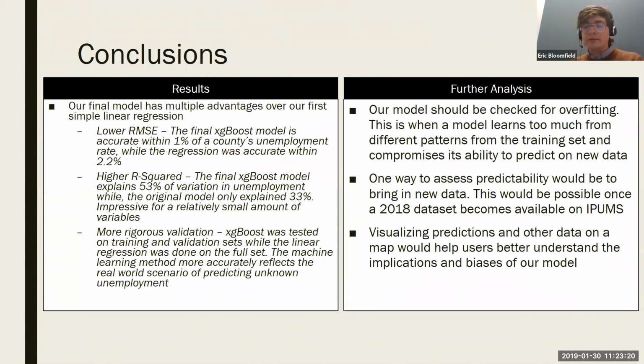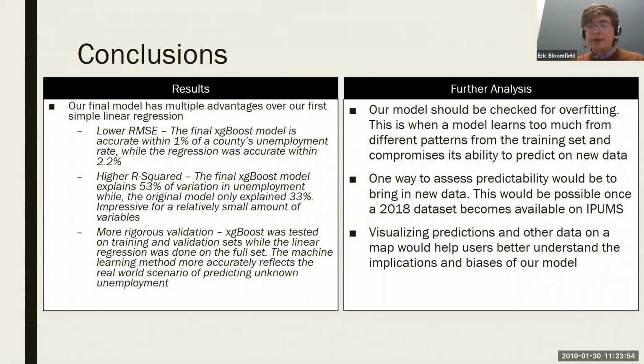One final step would be to visualize our predictions on a map. Using a map would allow us to see if there's any inherent biases or help us understand the implications of our predictions. So one issue might be that maybe my model really accurately reflects unemployment in urban areas, but rural areas, because there might be thinner data, might have more inaccurate predictions. So once we can identify those problems, you can then deploy different methods to help address those.